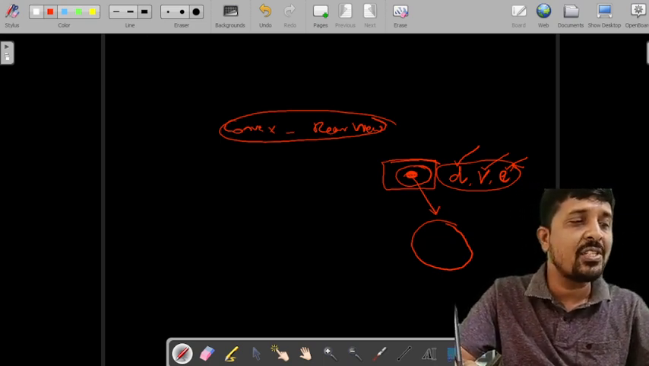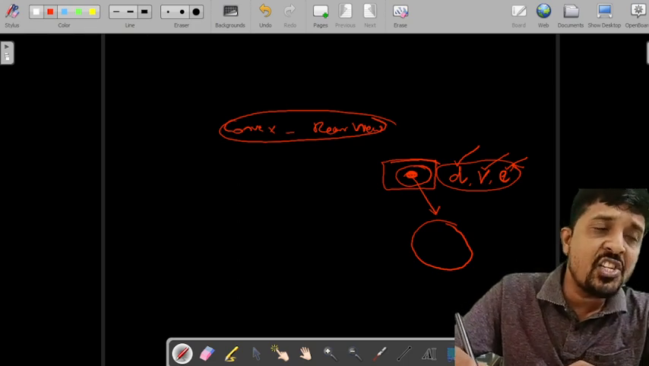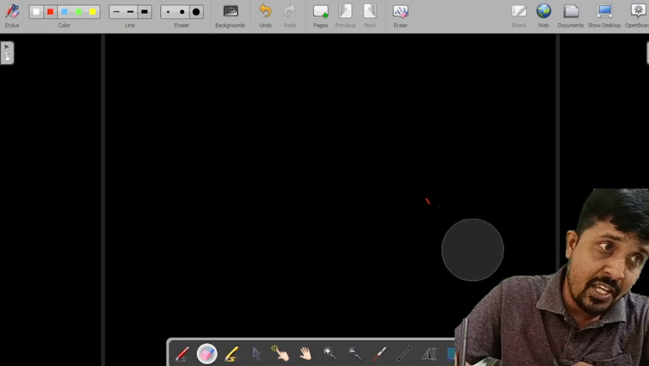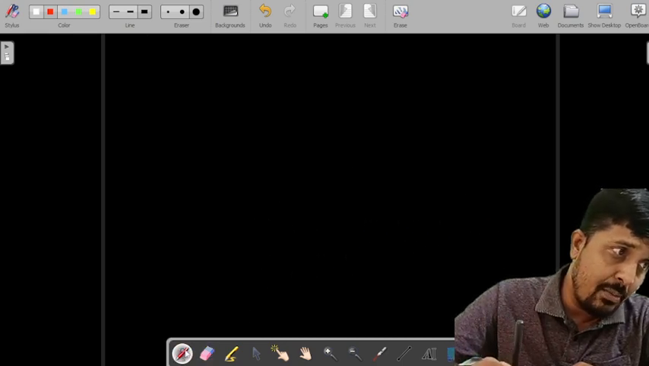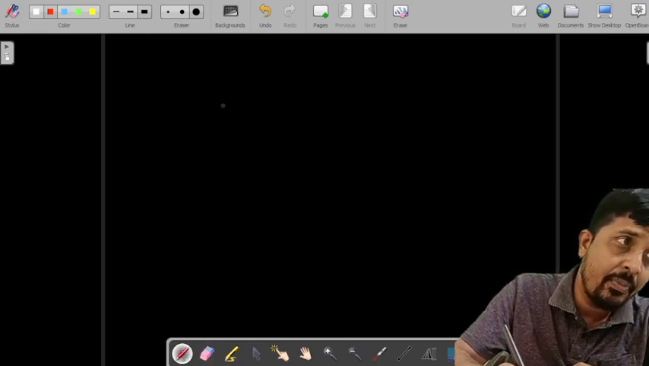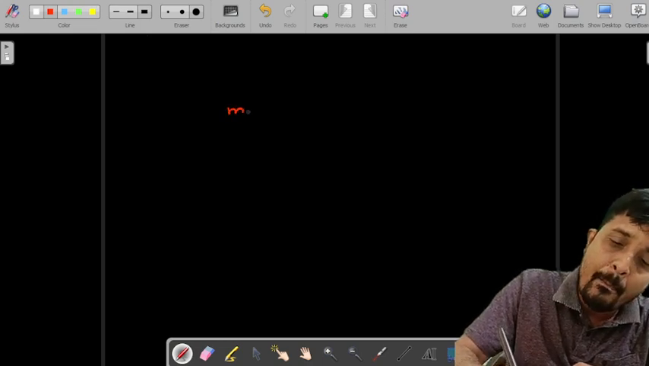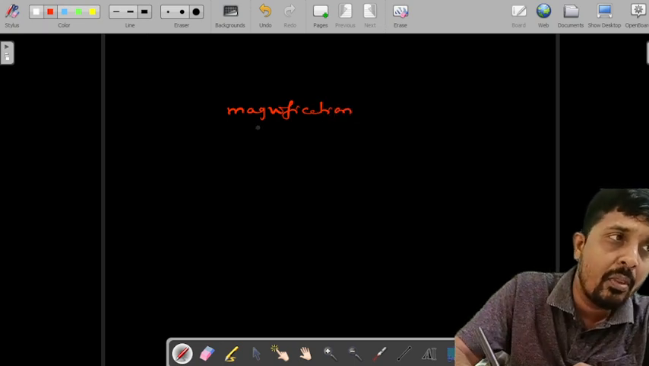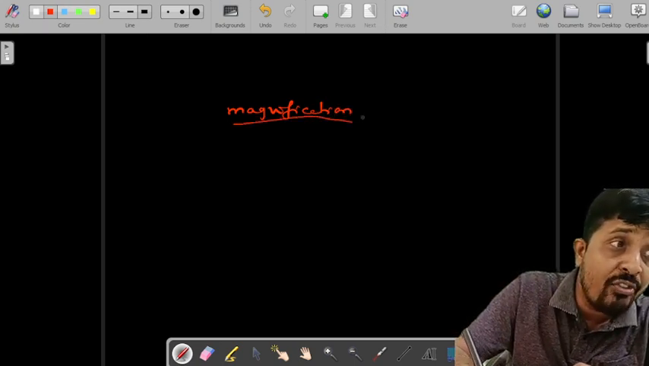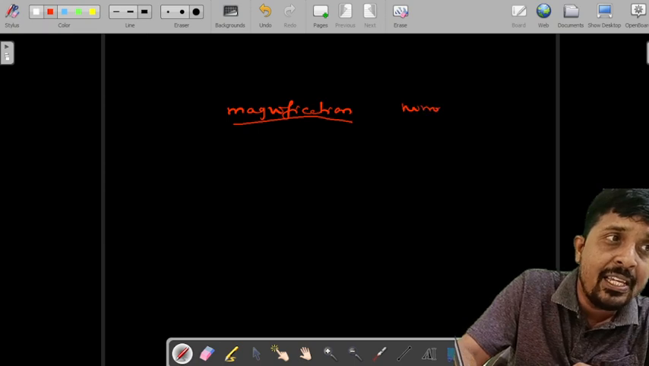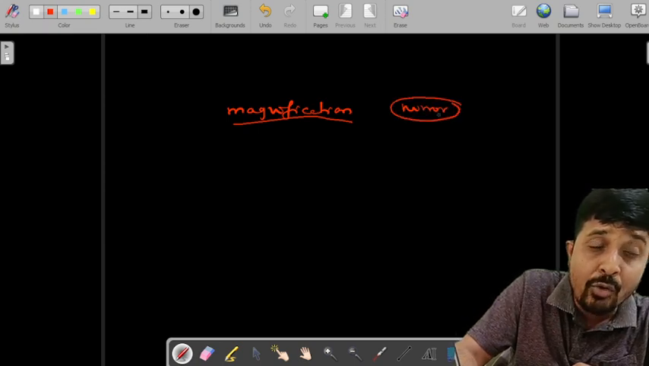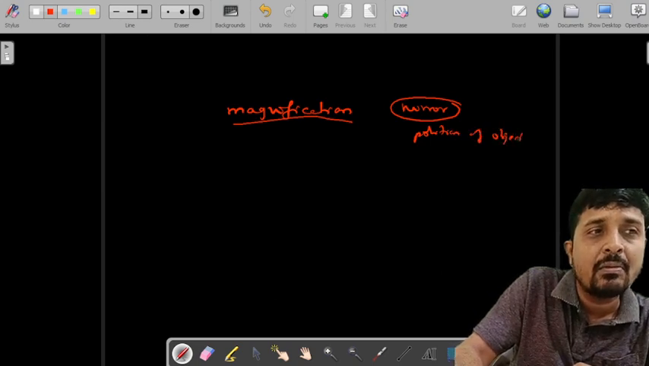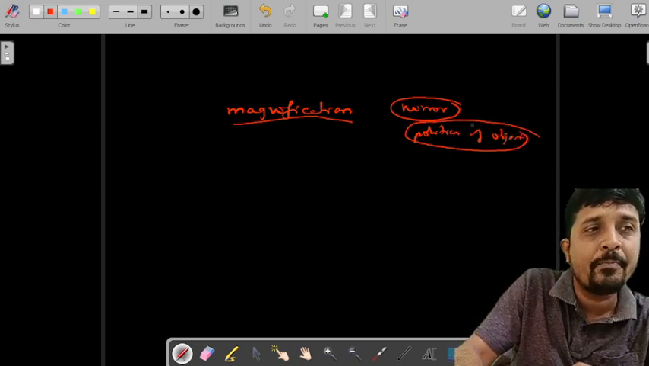Now we'll go for the next question. Magnification values. This is a very important question for you. Please try to understand what I am saying, because this question has been asked in many examinations. If a magnification value has been given to you, you have to find which mirror it is. After finding the mirror, you have to tell the position of the object, where the object is placed.